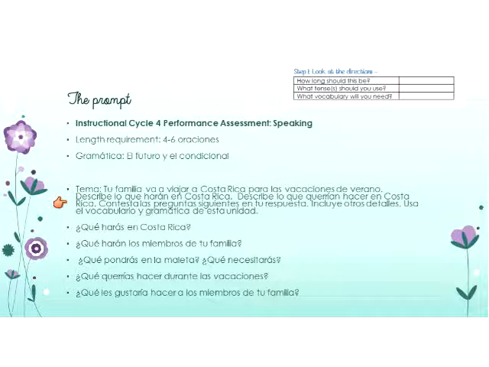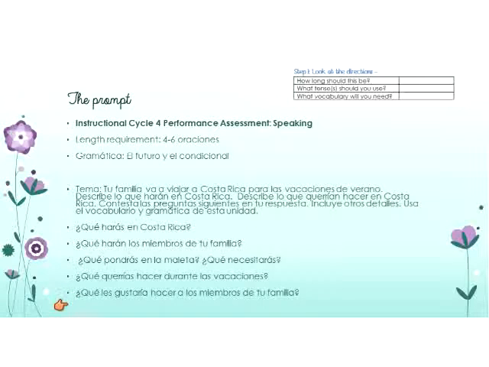It says, tu familia va a viajar a Costa Rica para las vacaciones de verano. Describe lo que harán en Costa Rica. Describe lo que querrían hacer en Costa Rica. Contesta estas preguntas en tu respuesta. Estas preguntas incluye otros detalles. Usa el vocabulario y gramática de esta unidad.